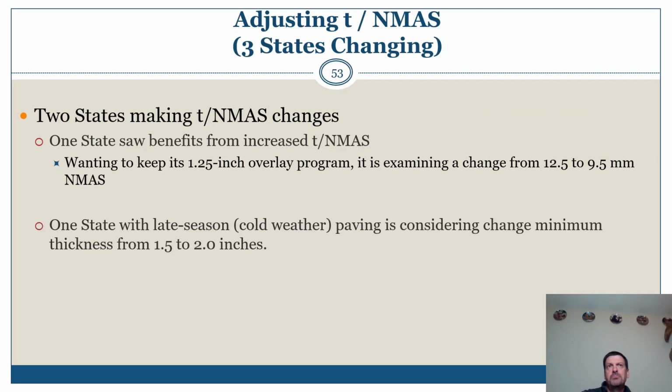3 states are looking at changes associated with thickness and nominal maximum aggregate size, and basically one state saw the benefit, but because they're using thin overlays, they're looking at going to smaller nominal maximum aggregate size mixes, so 9.5 millimeter nominal maximum size mixes. One state that does a lot of late season or cold weather paving is considering changing the minimum lift thickness from 1.5 inches to 2 inches, because the mix cools at a slower rate as you increase the thickness of the mat.